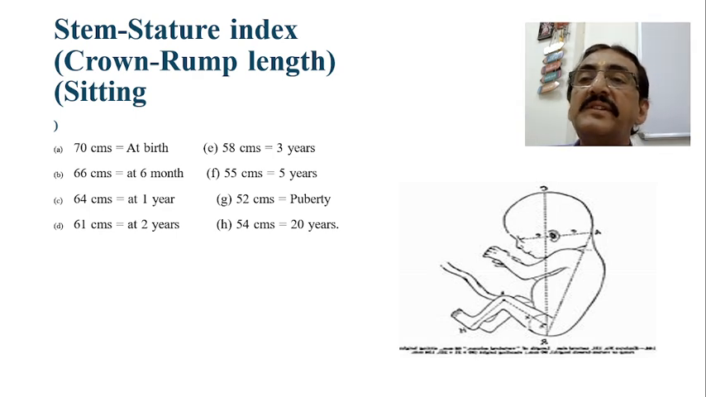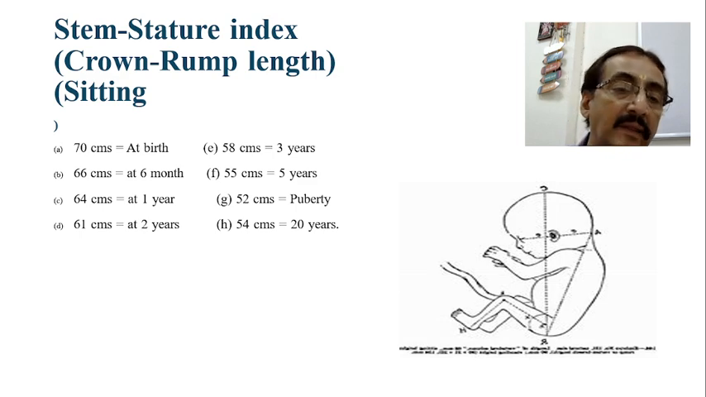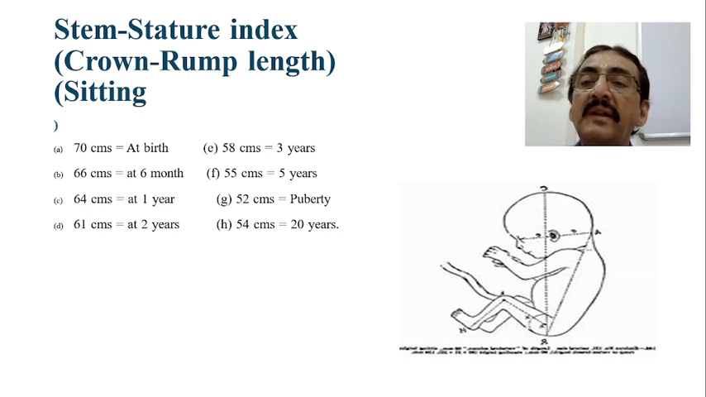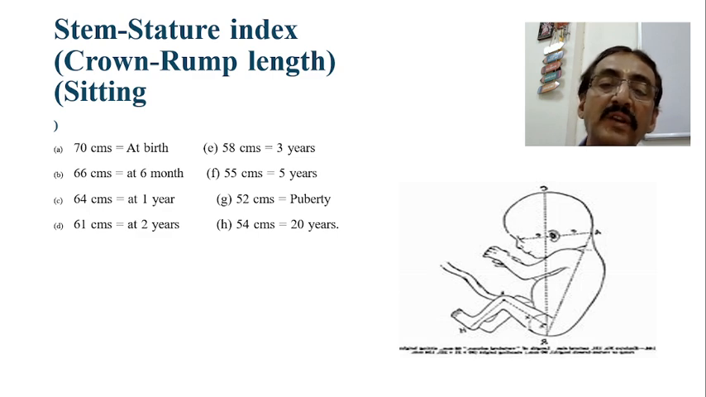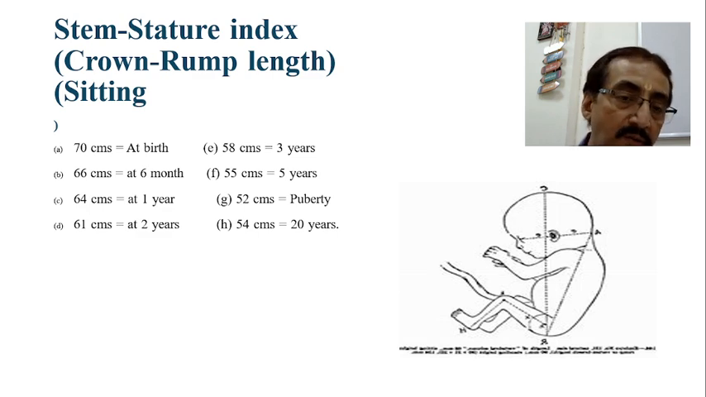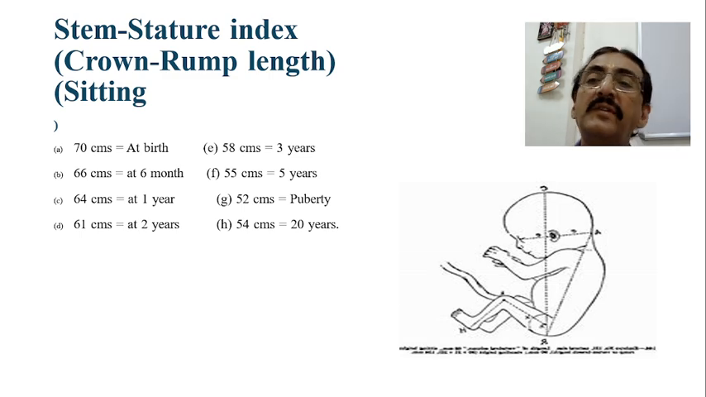Another important thing is the stem stature index. It is also called the crown rump length, that is, the sitting length. The sitting length will be 70 centimeters at birth, 66 centimeters at 6 months, 64 centimeters at 1 year, 61 centimeters at 2 years, 58 centimeters at 3 years, 55 centimeters at 5 years, 52 centimeters at puberty, and 54 centimeters or more after 20 years. So this is the measurement of the stem stature index.